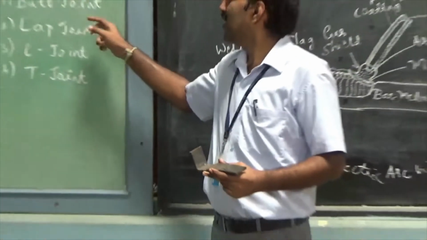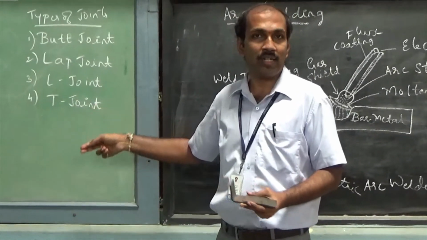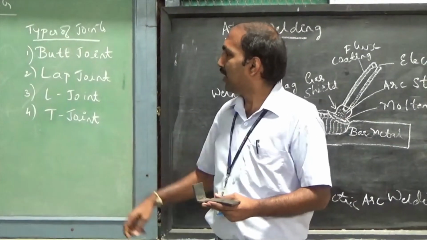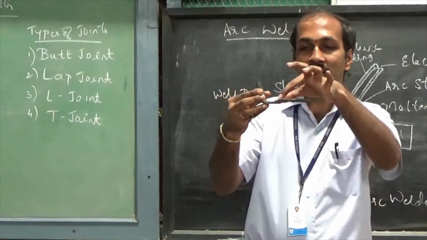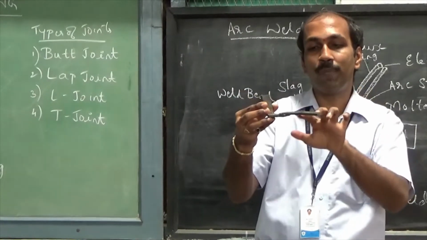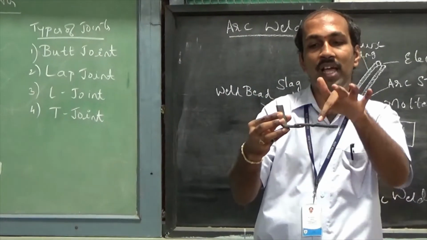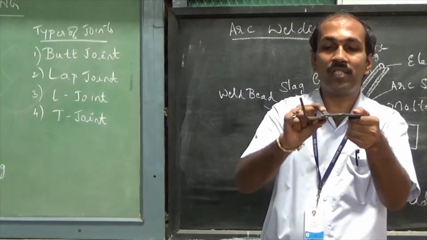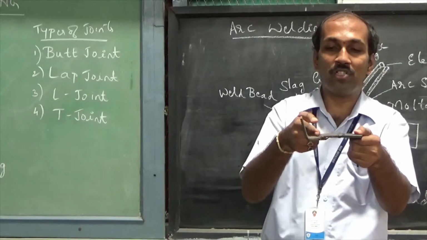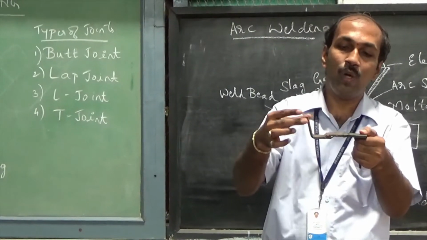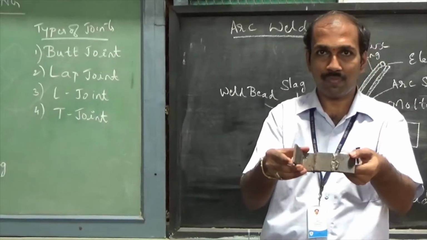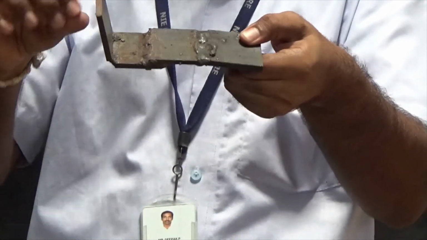So these were the 4 joints normally used in our general engineering practice: butt joint, lap joint, L joint and T joint. In this model you can see this part is called the butt joint, where the workpieces to be joined are placed side by side and the welding operation is performed between them. This is the lap joint, where workpieces are placed one over the other and the welding operation is performed. And this is the corner joint, where the workpieces are placed perpendicular to each other and the welding is performed.